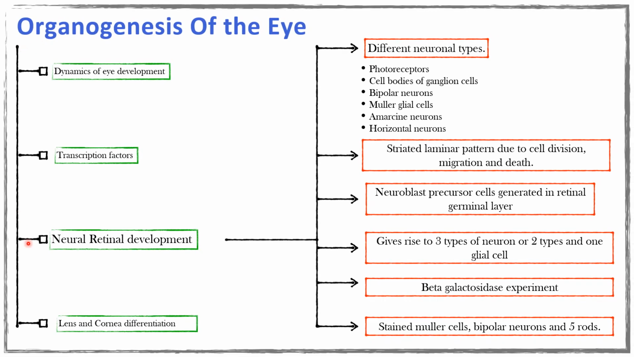Now, let us take a look at the third factor important for the organogenesis of the human eye, which is the neural retinal development, characterized by the development of the different neuronal cell types, which include the photoreceptors, the rods and cones, cell bodies of ganglion cells, bipolar neurons, responsible for transmission of the electrical signals to the brain, the Mueller glial cells to maintain the integrity, amacrine cells and horizontal cells to transmit impulses in the plane of the retina.